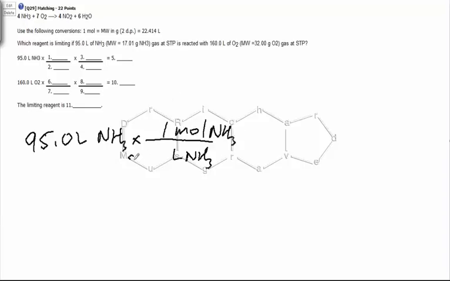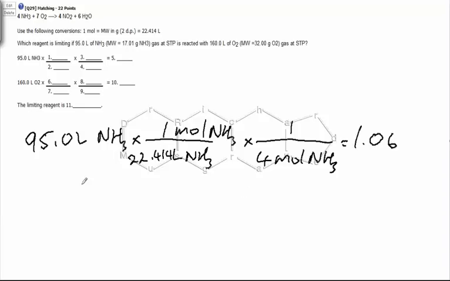Relationship, 1 mole of NH3 is 22.414 litres of NH3. Times 1 over 4 moles NH3. And what we're doing here is we're dividing by the number of moles in the reaction equation. And that's going to give us a total of 1.06.